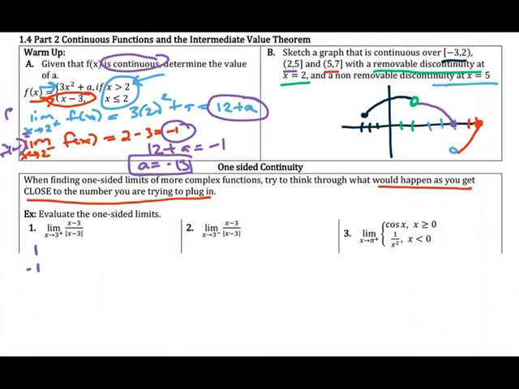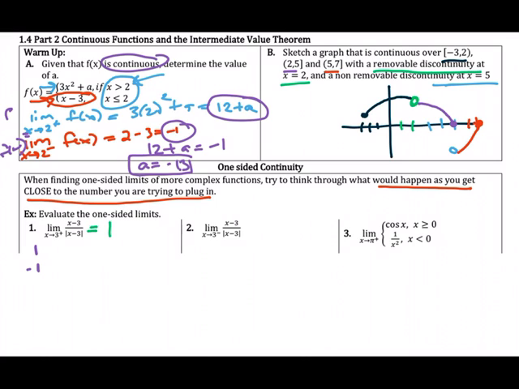Now, I am plugging in a number slightly bigger than 3, to the right of 3. So you could think of that as 3.1. If I plug in 3.1, I'm going to get 0.1 over 0.1, which is going to be 1. So I'm going to get a positive value because I'm getting something positive over the same thing, also positive. So this limit is going to be equal to 1.